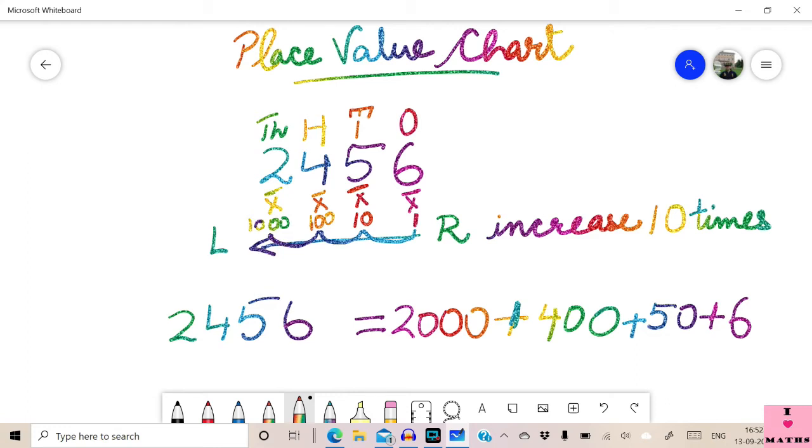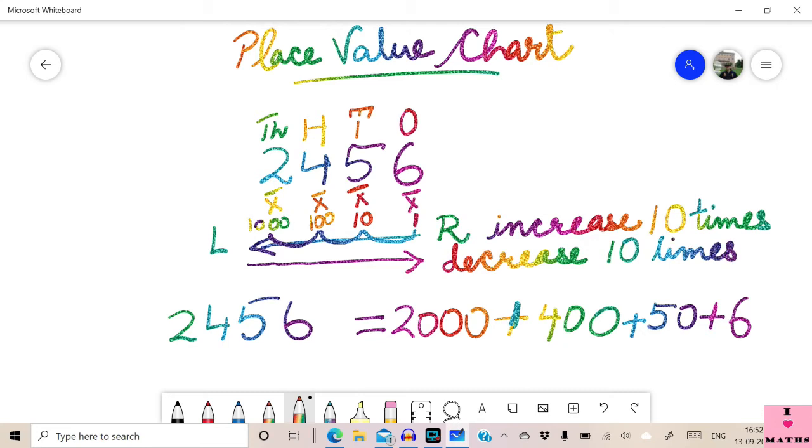Now children, when we move from left towards right, the places decrease by 10 times. It means if you divide 1000 by 10, you will get 100. If you divide 100 by 10, you will get 10. If you divide 10 by 10, you will get 1. So when we move from left to right, the value of the places decreases by 10.